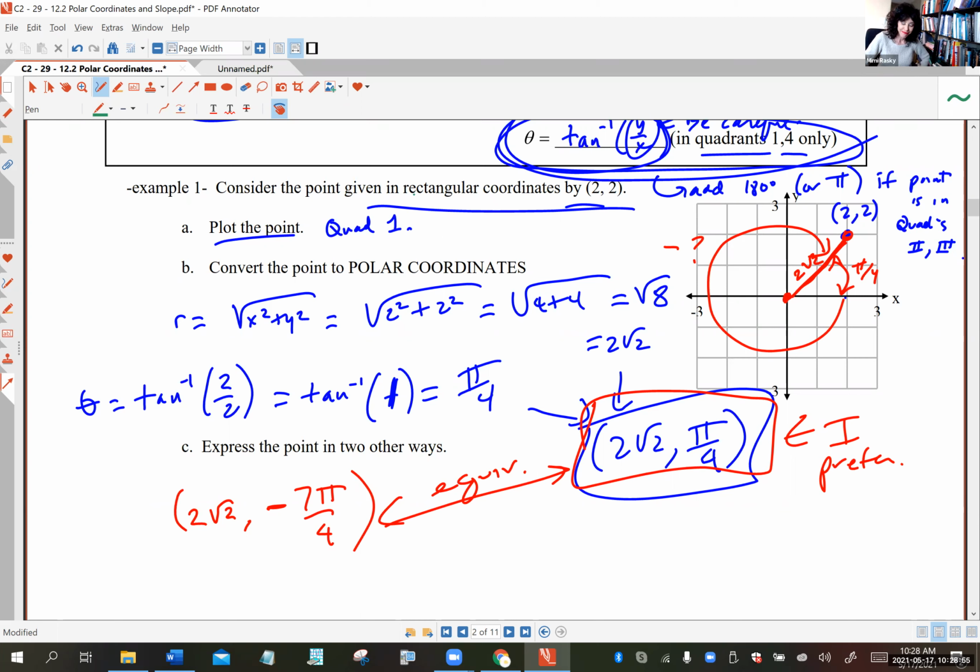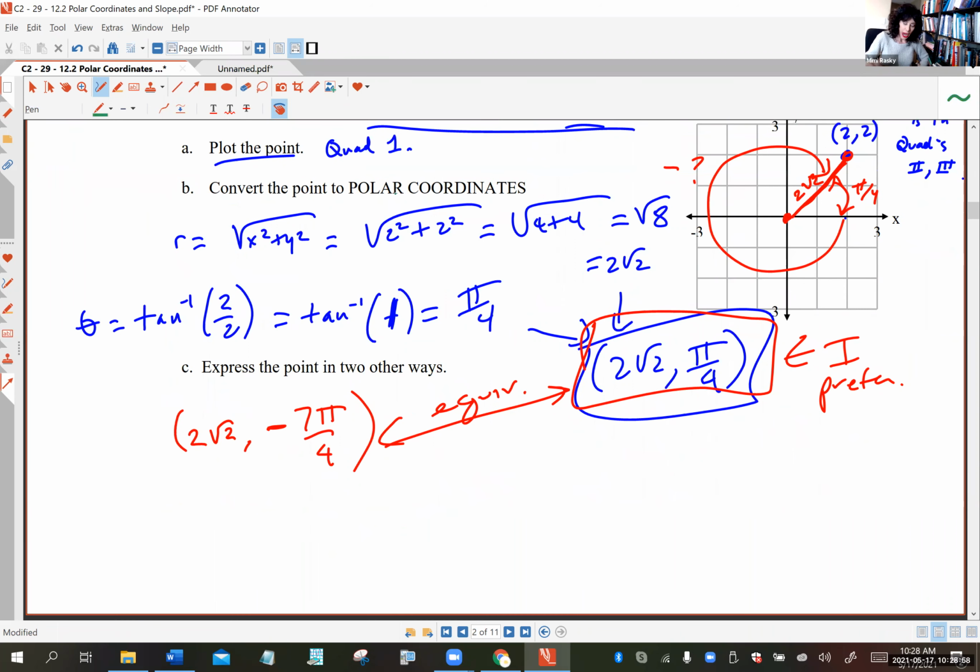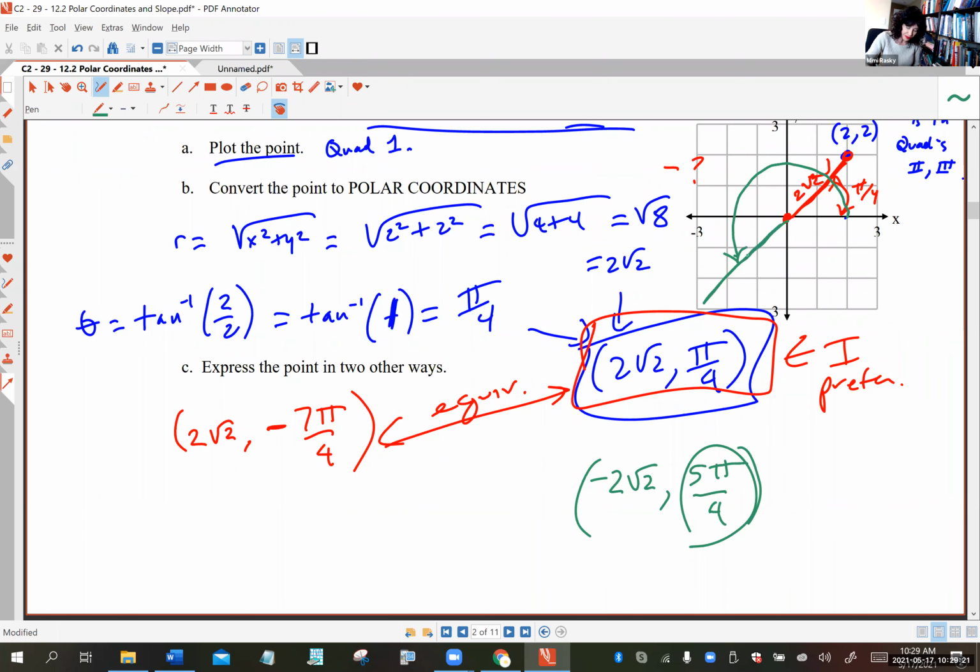Really? Yeah. So I claim that -2 square root of 2, 5 pi fourths represents the same point. In order for you to think about this a little bit, let's look at the angle first. If I went around and found 5 pi fourths, I think I'd be in quadrant 3. So 5 pi fourths is right there, right?